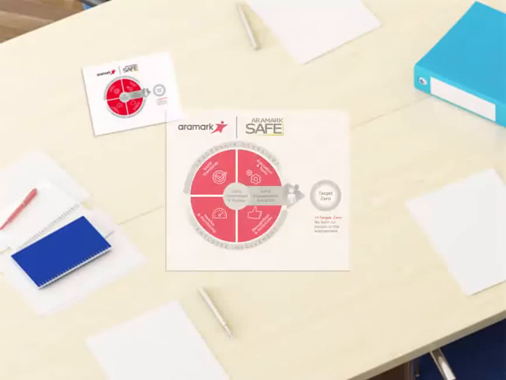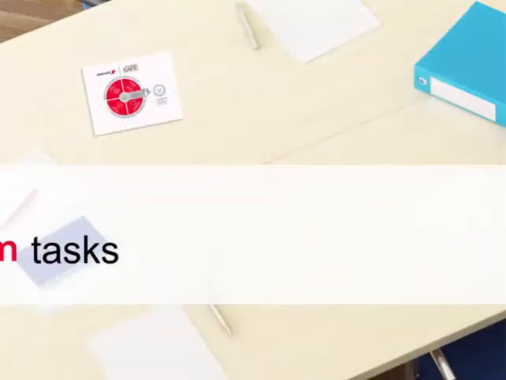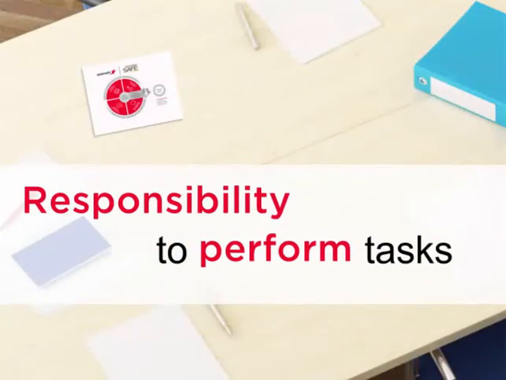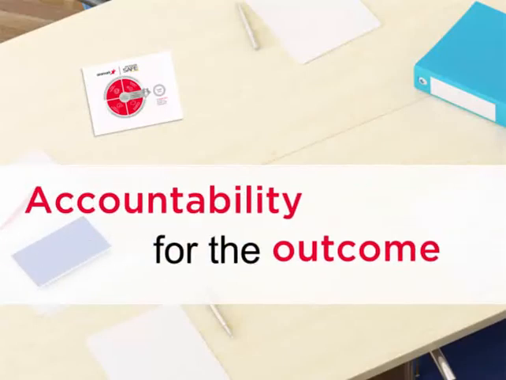At Aramark, we need to work together to create a safe and healthy work environment. Our goal is to achieve Target Zero, no harm to people or to the environment. No matter your job or workplace, you will have the responsibility to perform certain tasks, authority to do certain things, and accountability for the outcome. Each of these aspects can be related back to health and safety.